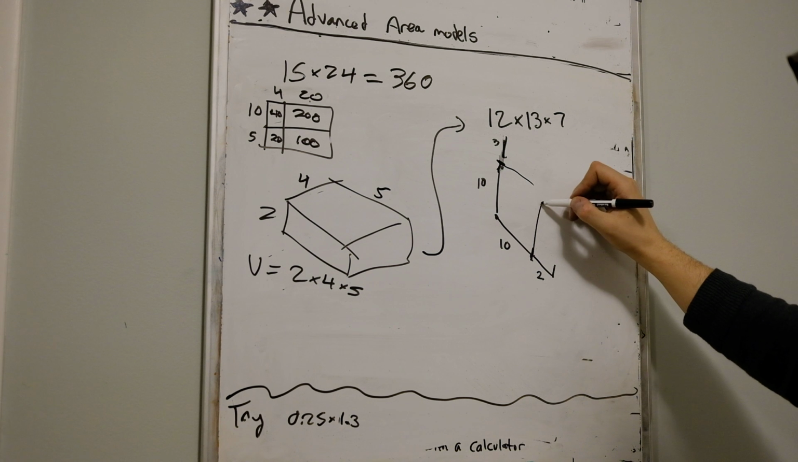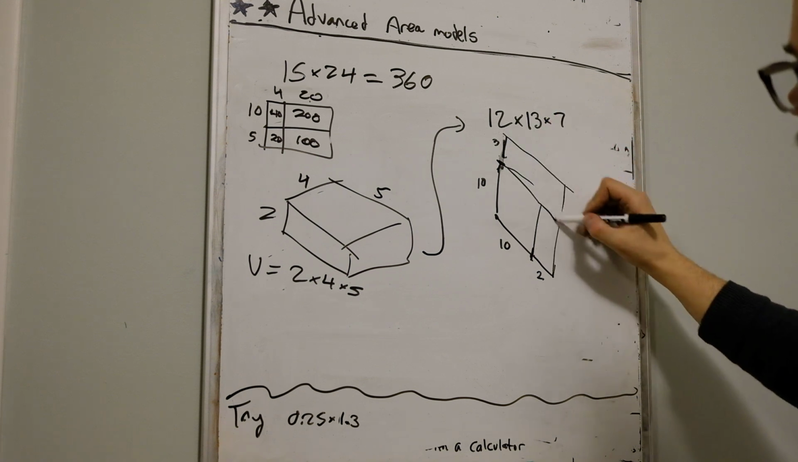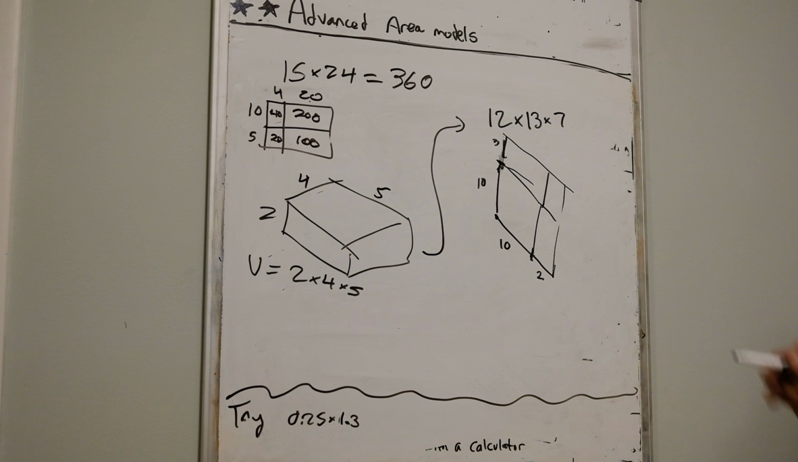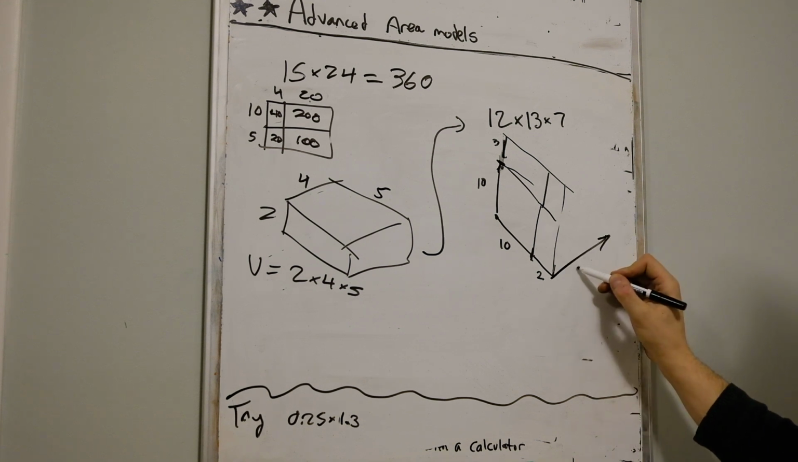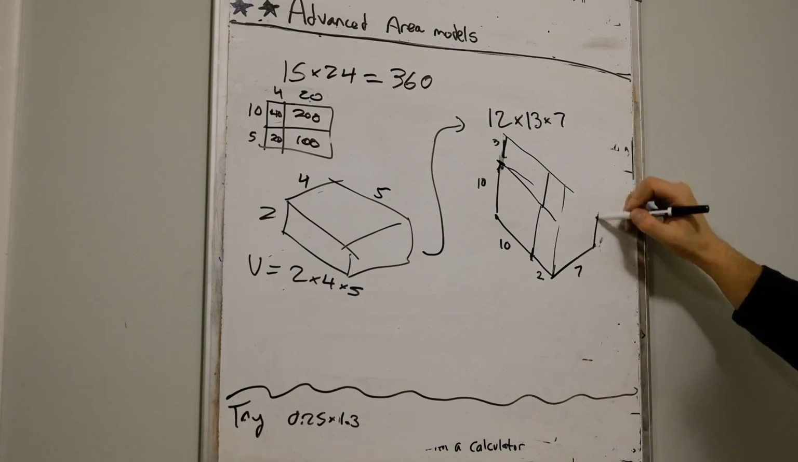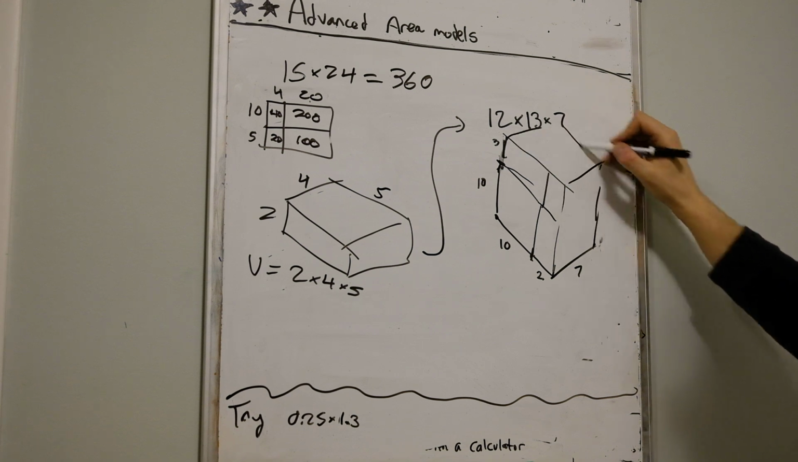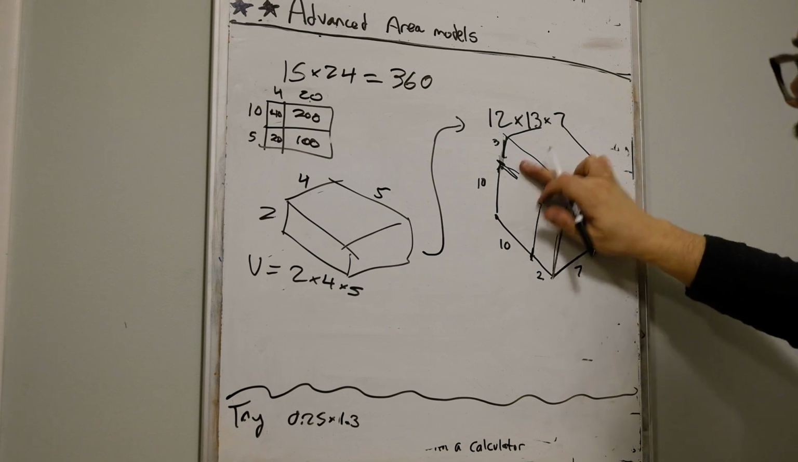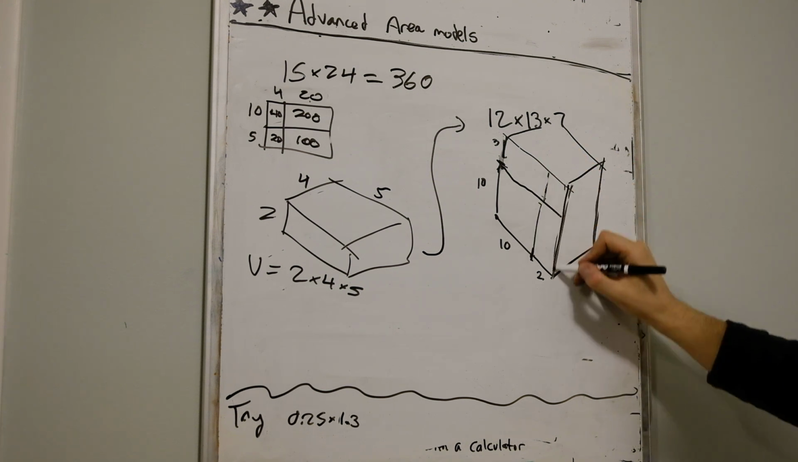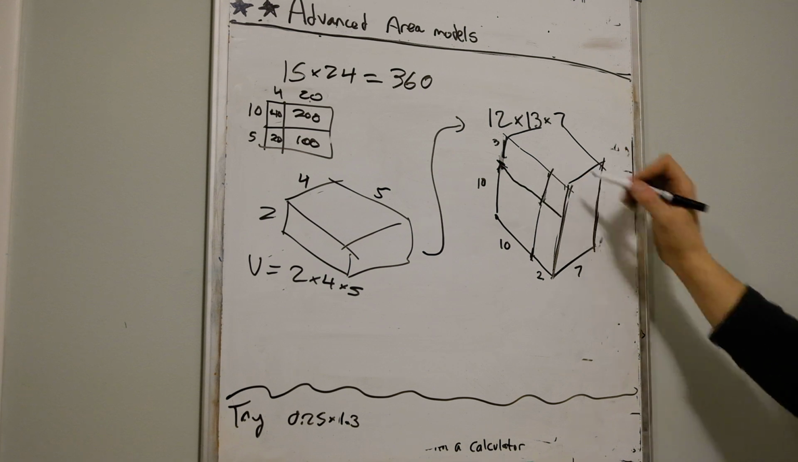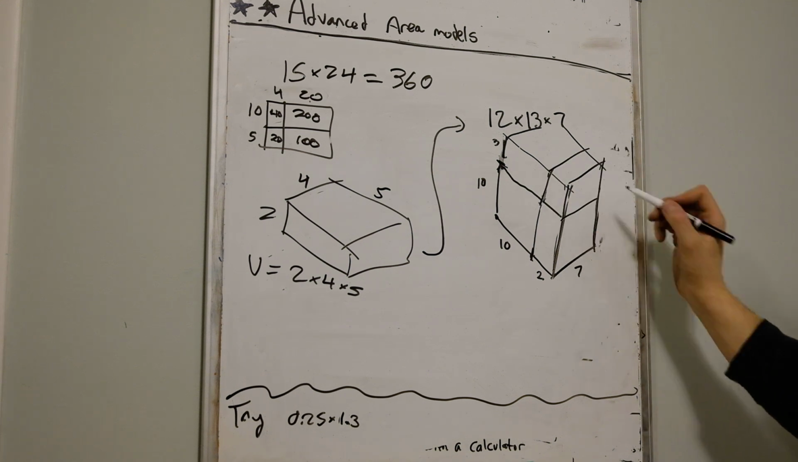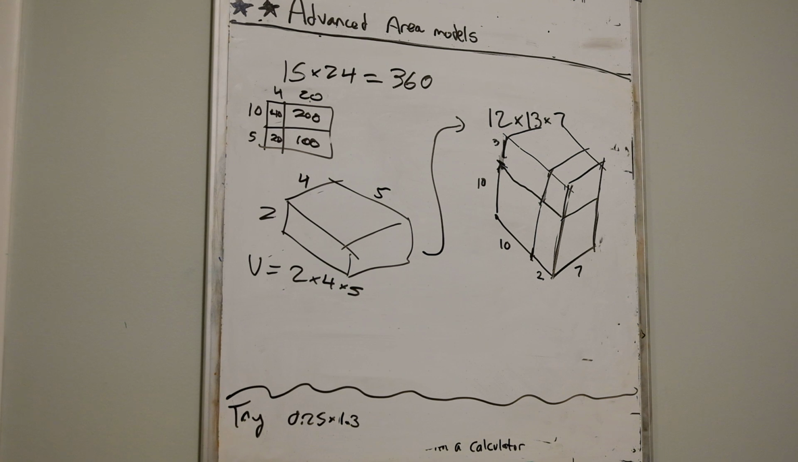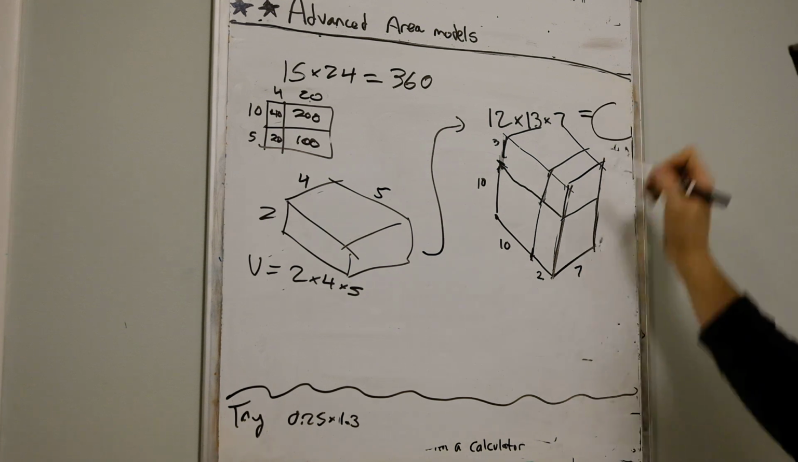And here we have a sort of plane. That would be the 12 times 13. And we could represent the next multiplication as a depth of, say, 7. Could you visualize this multiplication problem? Think about how to do this. Can you visualize this? See if you can find the product of this using this visual.